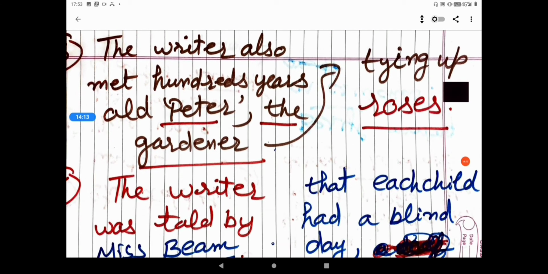The next person whom they met was Peter, 100 years old, and he was the gardener. And what was he doing there? He was tying up roses.